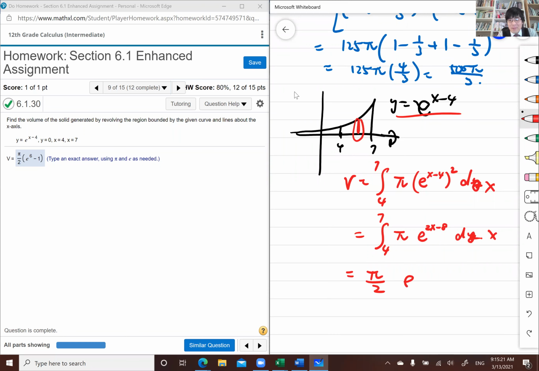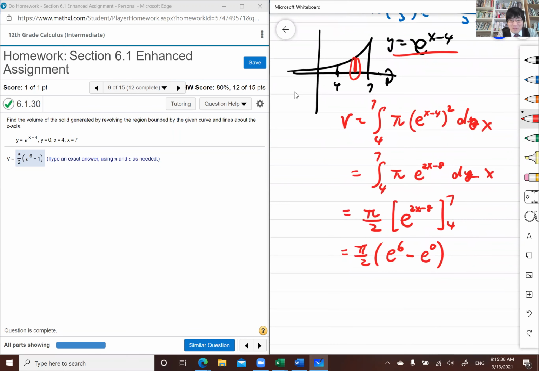Integrating this one, you're going to get still the exponential function, but don't forget about dividing by 2. Then you plug in 4 through 7. When you plug in 7, it's going to be e to the 6. When you plug in 4, it's going to be e to the 0, which is not 0, but 1. So be careful about this. It's going to be e to the 6 minus 1 times pi over 2.